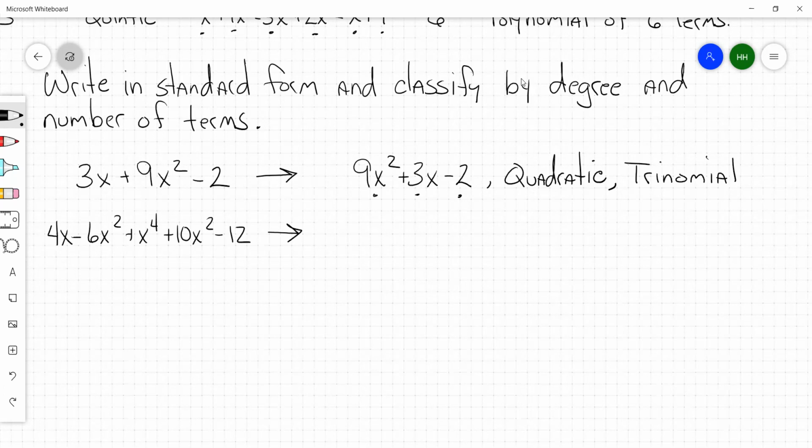So we got our x to the 4th goes first. And then we got a negative 6x squared, and we got a 10x squared. So we got to combine those. Negative 6 plus 10, that's a positive 4x squared. Then we got a positive 4x. And then we got the negative 12.